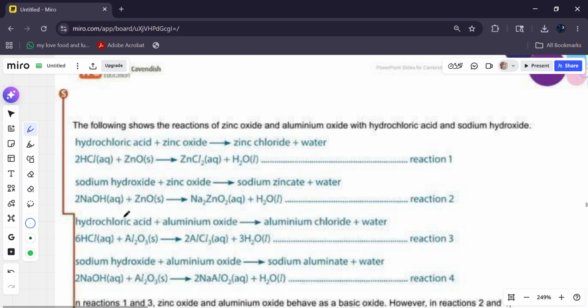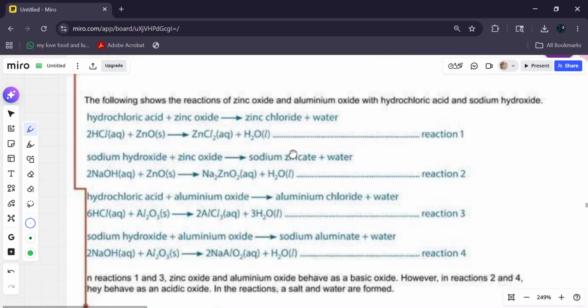And you notice that since there are 2 hydroxides, that means there are 2 hydrogens, and the hydrogens react together with the oxygen to form water, while the zinc reacts with the Na, since there are 2 sodium, to form sodium zincate. Now the oxygen in the zinc oxide does not leave, as there's already enough water, enough for it to produce water.